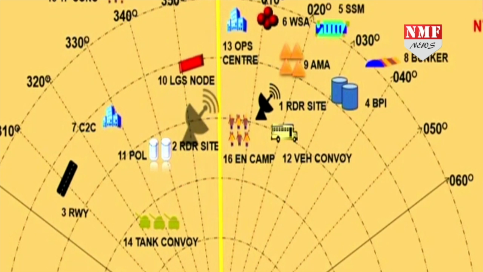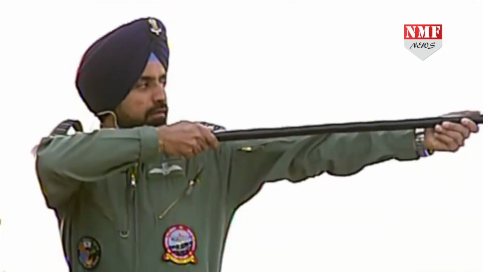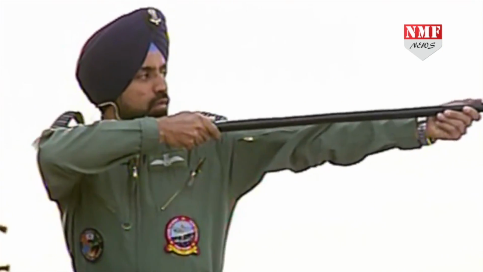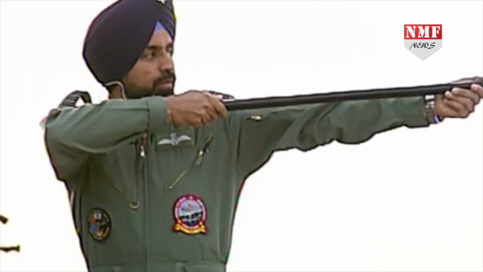In the same line, further up in the distance is target number 10, which depicts a logistics node. Moving further in the center, we have target number 16, which represents an enemy camp. In the same line, further up is target number 13, which depicts an operations room.